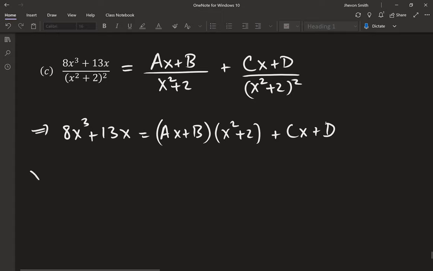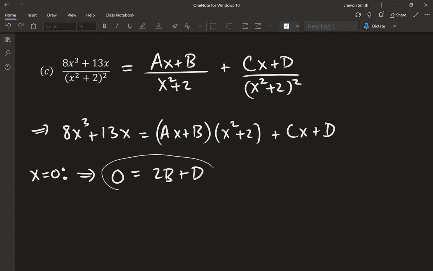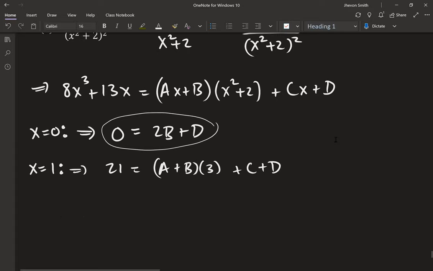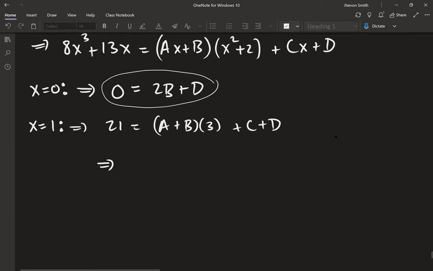Here, if I plug in x equals 0, just because, then I would get 0 equals 2b plus d. That's one equation. If I plug in, say, x equals 1, then I would get 8 plus 13, that's 21, is equal to a plus b times 3 plus c plus d. So in other words, 21 is equal to 3a plus 3b plus c plus d. I will come back to that.